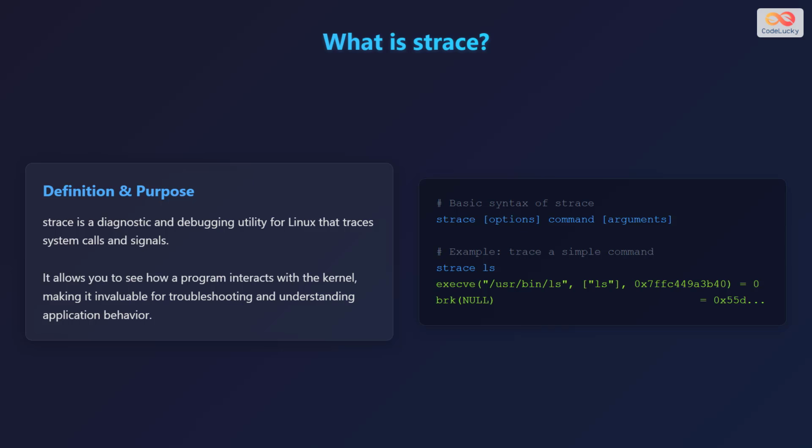Here's the basic syntax of strace: strace followed by options, and then the command you want to trace, along with any arguments. For example, to trace the ls command, you would type strace ls. The output shows the sequence of system calls made by the ls command, such as execve, which is used to execute a new program, and brk, which is used to adjust the size of the data segment.